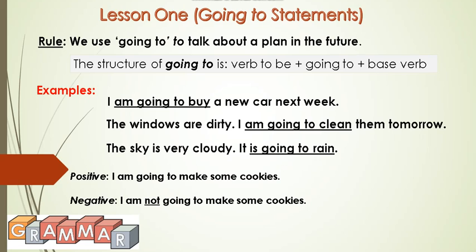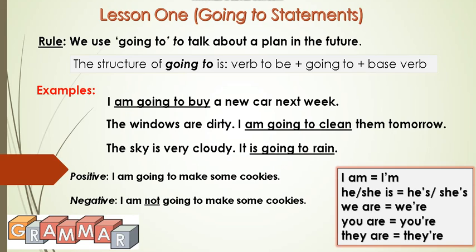Let's move now to the white box. It contains pronouns and the verb to be used after each of them. As you see, I'm is the contraction used for I am. He's is the contraction used for he is. She's is the contraction used for she is. We're is the contraction used for we are. You're, you are. They're, they are.